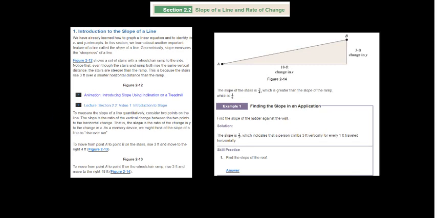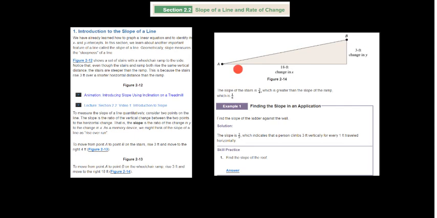To move from point A to point B on the stairs, rise 3 feet and move to the right 4 feet. Again, that's the figure that is not shown. So here we go, we talk about figure 14 now. Down here, to move from point A to point B on the wheelchair ramp, rise 3 feet and move to the right 18 feet.